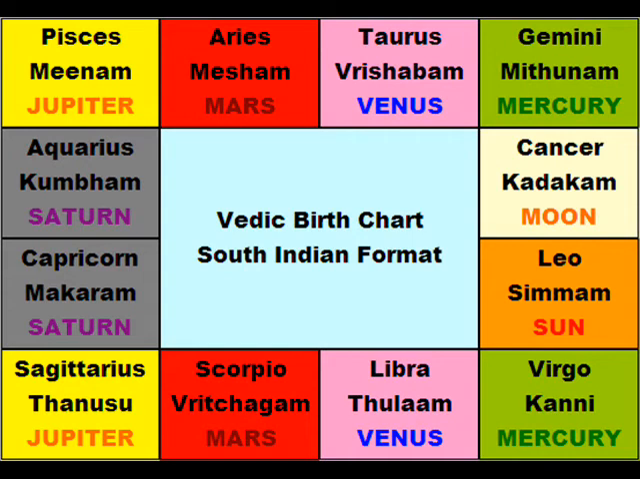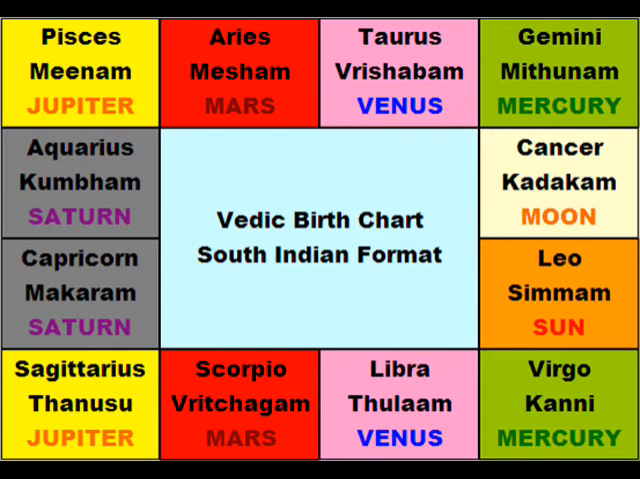You will clearly see the pattern in the chart. And as you know, Mercury is closest to Sun, followed by Venus, Mars, Jupiter, and then Saturn. So this is one reason why I wanted to use the South Indian format, because it's very clear.